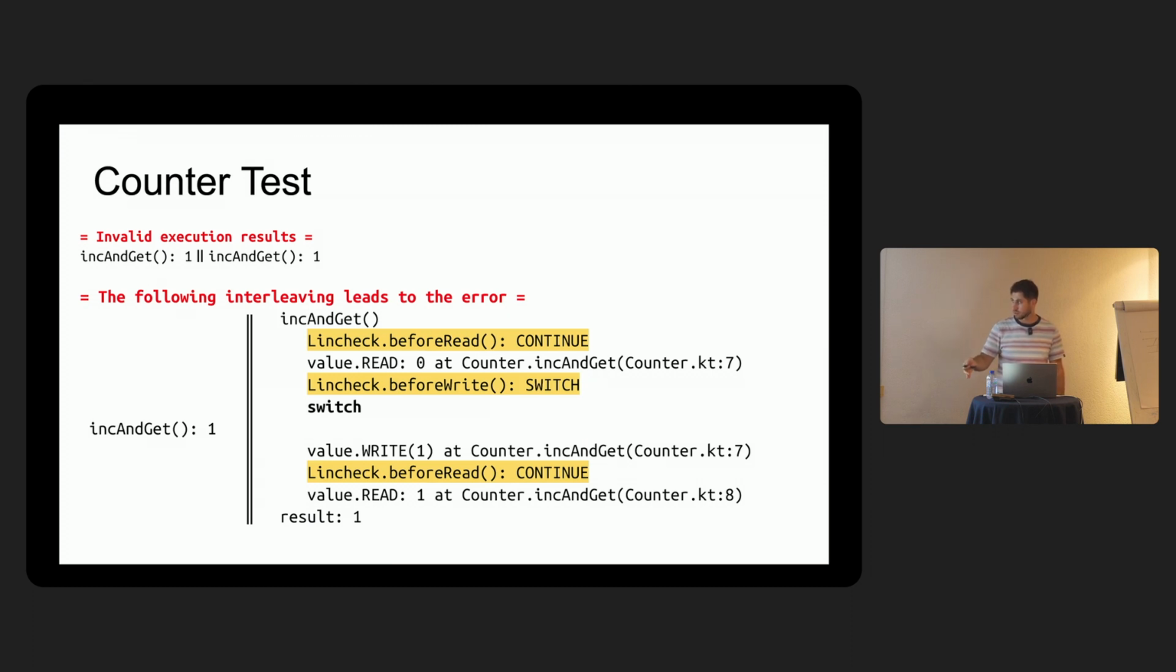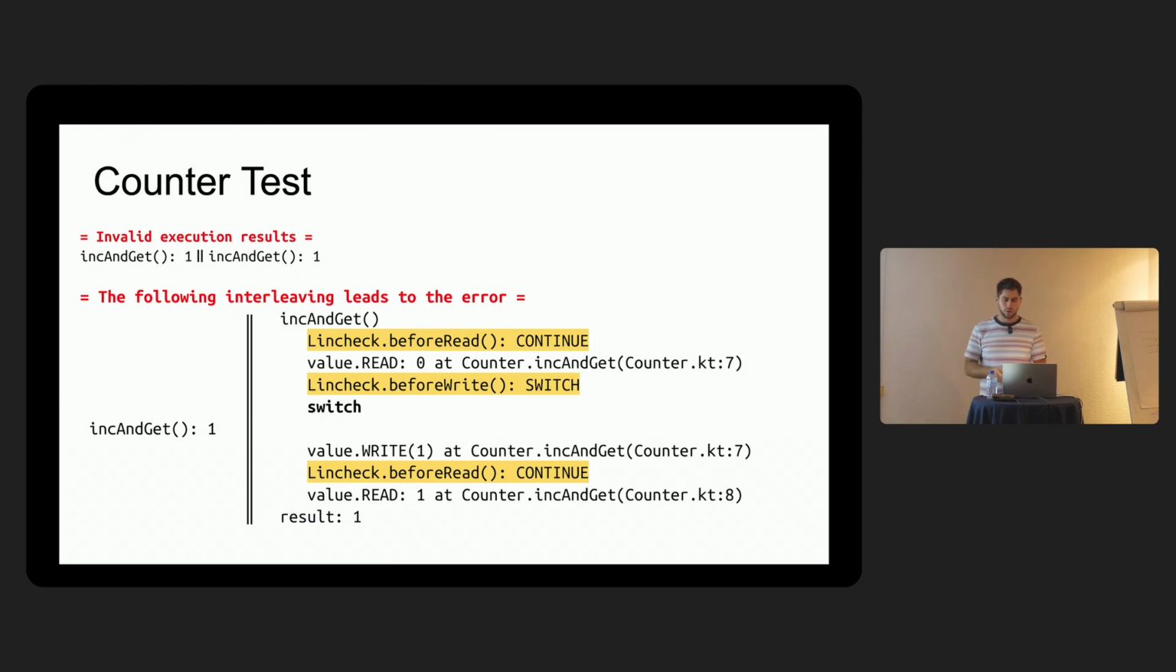And in this particular case, before reading the counter the first time, the second thread decided to continue. Then, before performing a write, it decided to switch to the first thread. So we switch to the first thread, then we continue, we switch back because the execution has ended in the first thread, and we finish the execution in the second one. And on each of these shared memory accesses, Lincheck decided whether to switch or continue. And in Lincheck, we studied different such interleavings.